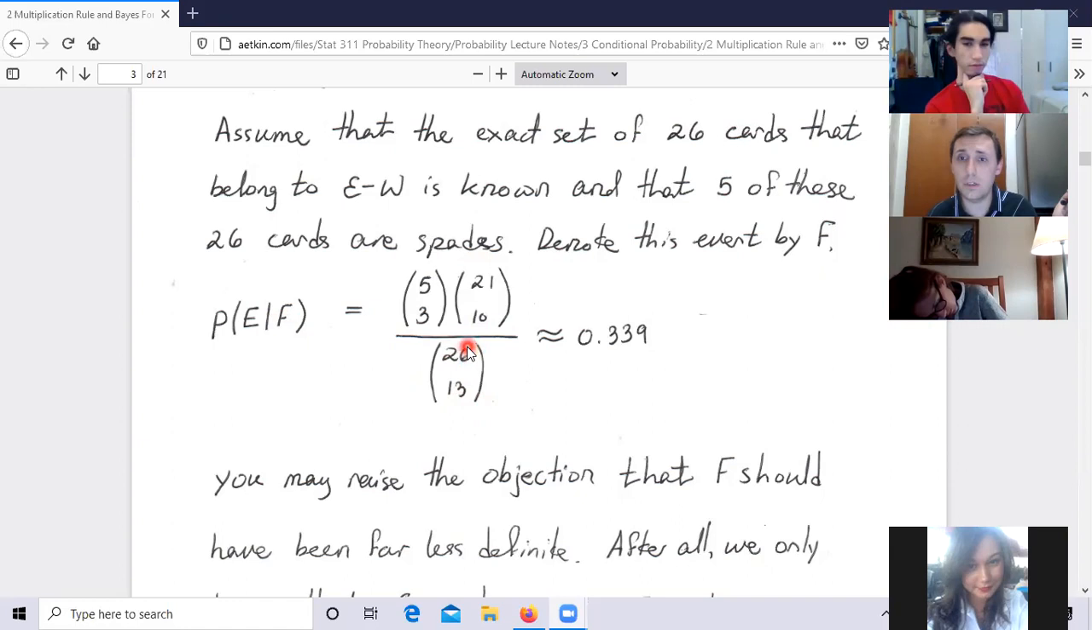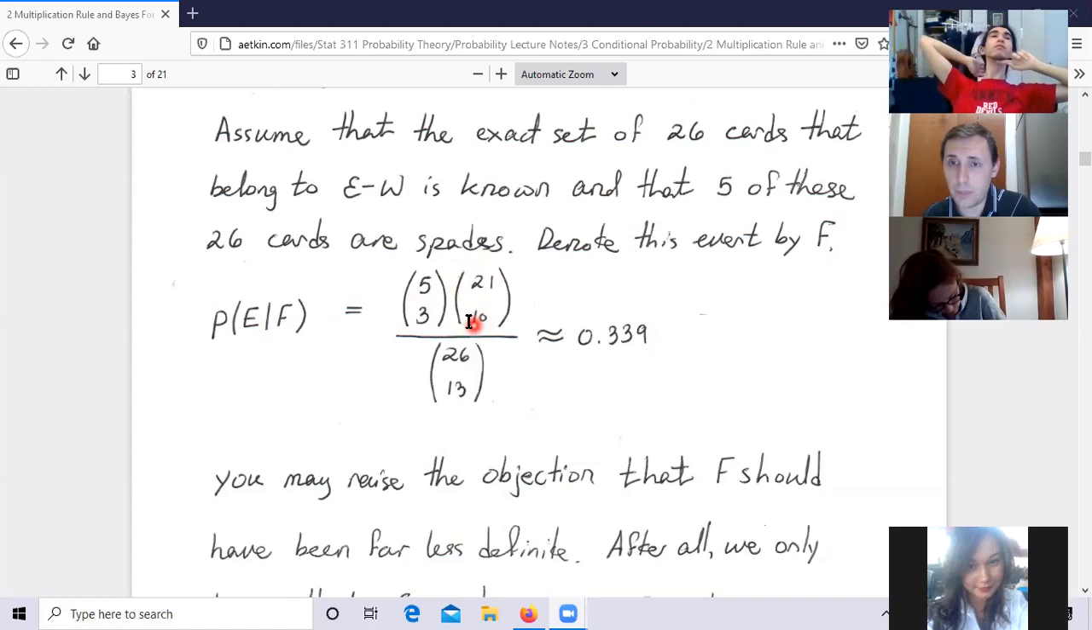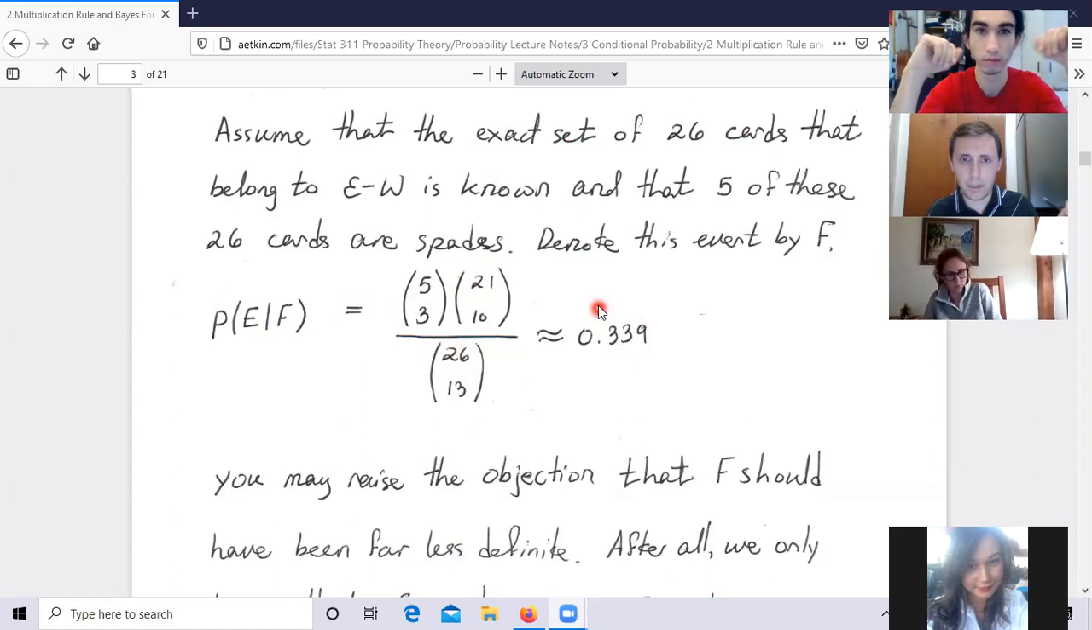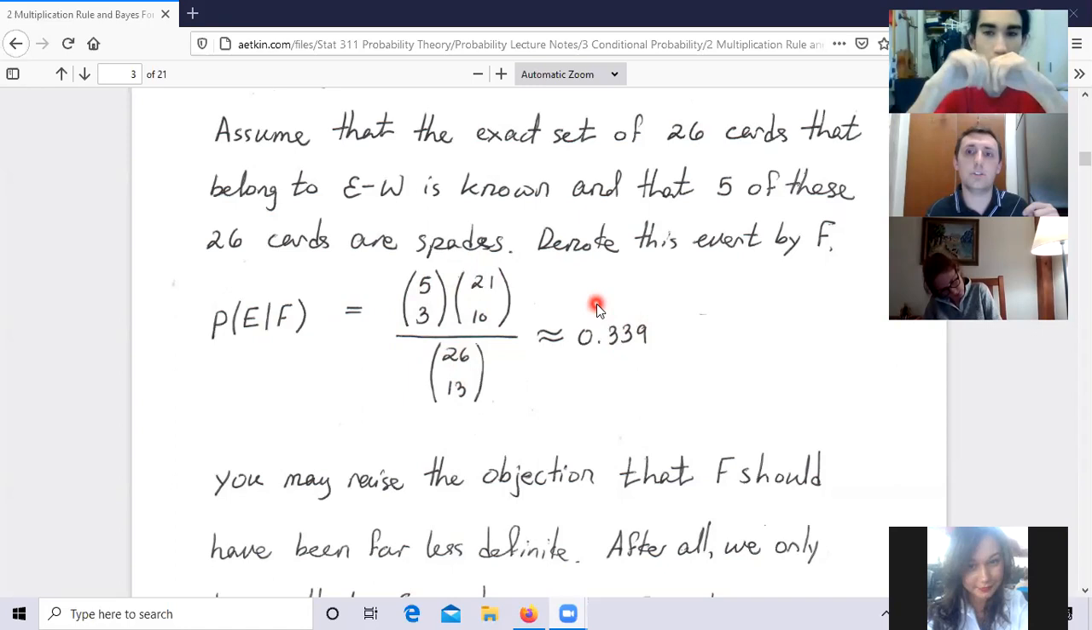I didn't write it in my notes, but I will draw another solution just in a moment, right? That I think would also work. Make sense? So 5 choose 3, which particular spades out of the five available spades go to East, times 21 choose 10, those are the non-spade cards, and from them I need 10, divided by any choice of 13 cards from the 26 available. And 0.339 is approximately what it is. It's about 1/3-ish. So twice as much as you said. Maybe somewhere you did not multiply by two, whatnot. Here is another solution that I think I can suggest, guys.